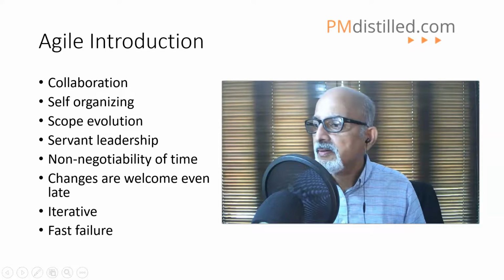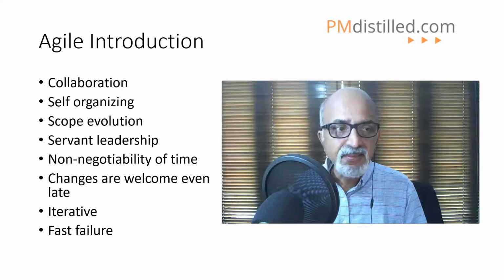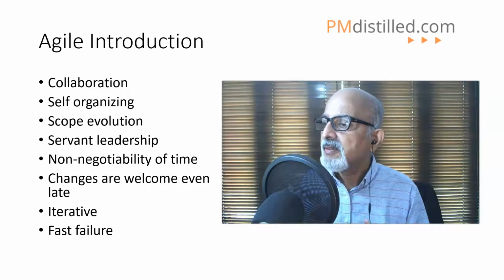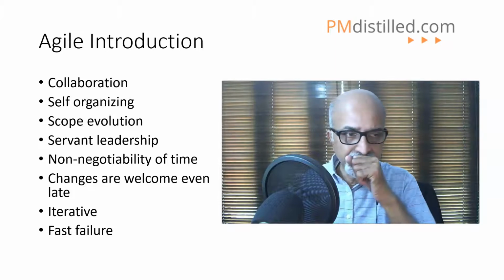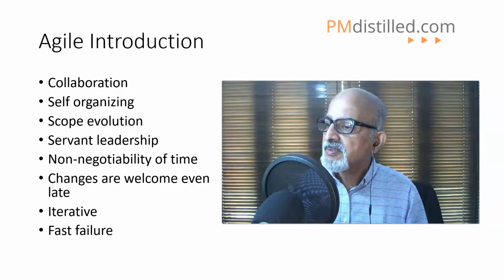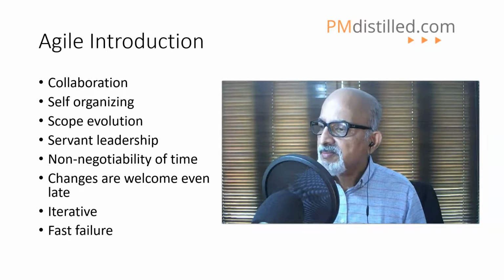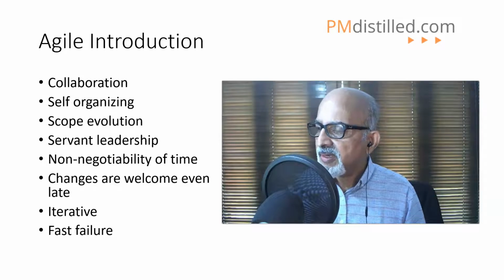Yeah, hello. In this video, let us discuss a little bit about Agile project management. I'm recording this video for my students who have just completed iteration 5 and are moving on to iteration 6. So in the PMdistilled course, till iteration 5, we are talking about predictive project management. And in iteration 6, 7, and 8, we are moving on to Agile project management.